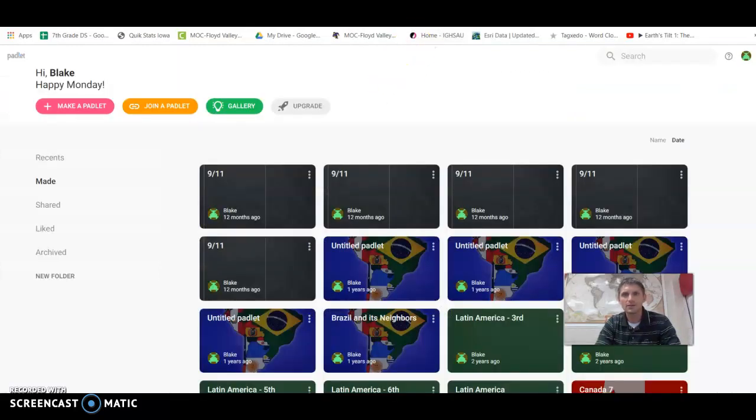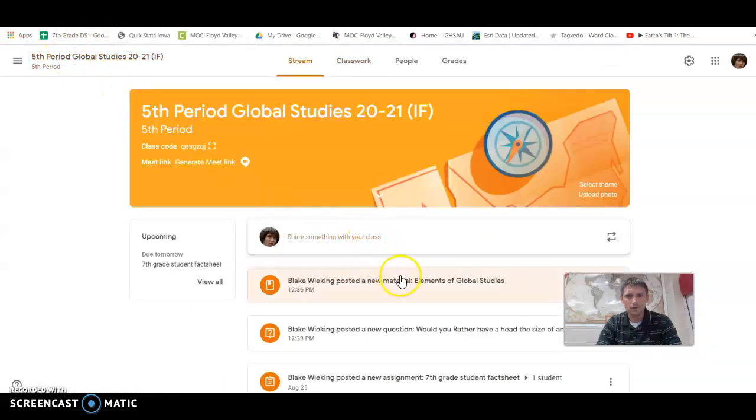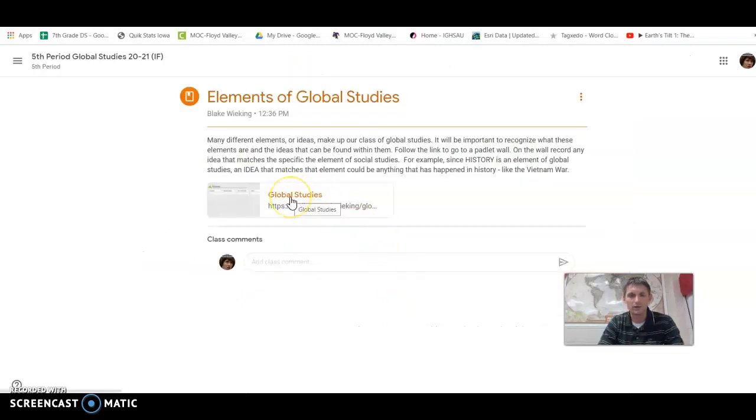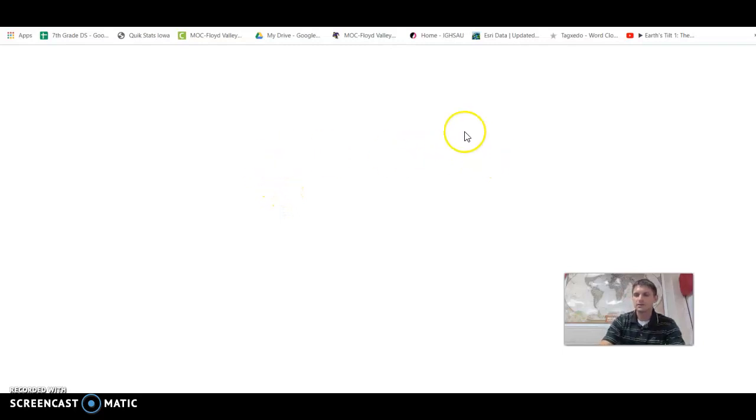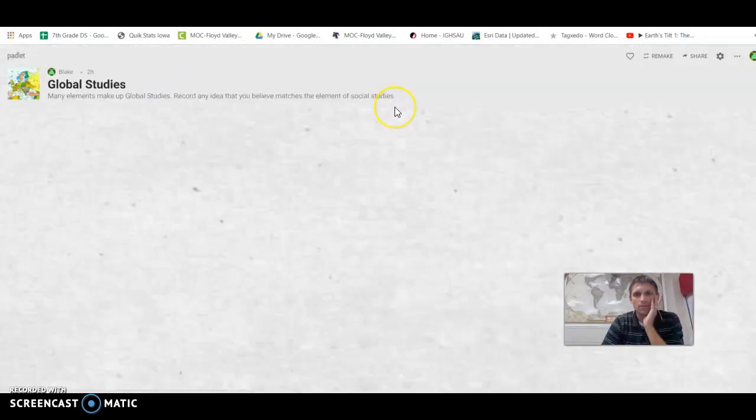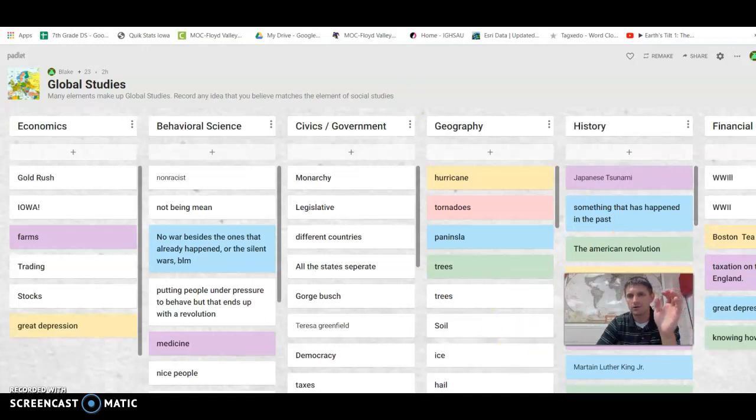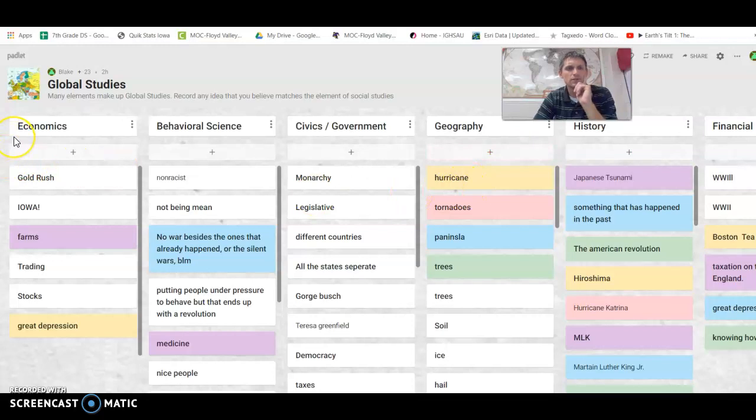You'll see in your classroom there is a link, I'll pull it up here. There's a link to Elements of Global Studies. So whatever class you're in, you'll see it. Students created this, they filled this in for whatever answer they thought was appropriate for these different elements or these different parts of our class. So in global studies, we'll cover economics, behavioral science, government, geography, history, and financial literacy. Everyone just kind of wrote in what they thought fit in this area. Some were really right, and some were not. So you can go through and take a peek at what your classmates said for that.